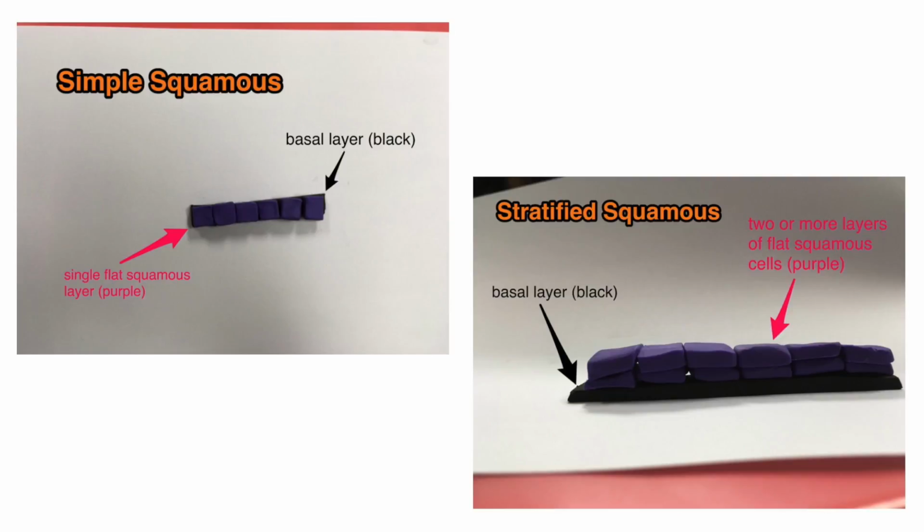Squamous cells are flat, thin, and plate-like. Simple squamous epithelium consists of a single layer of squamous cells atop the basal layer. Stratified squamous epithelium is composed of several layers of squamous cells atop the basal layer.